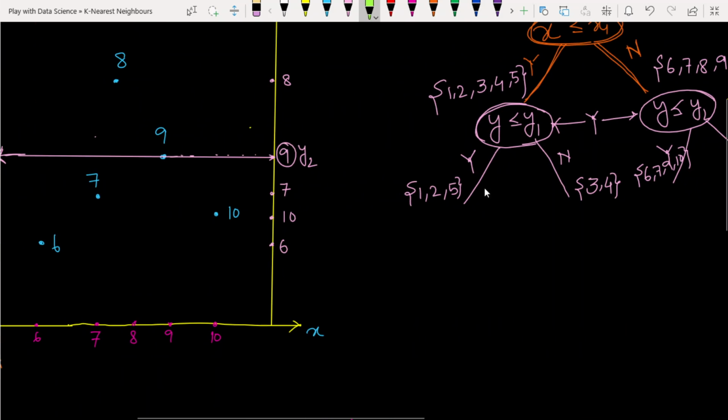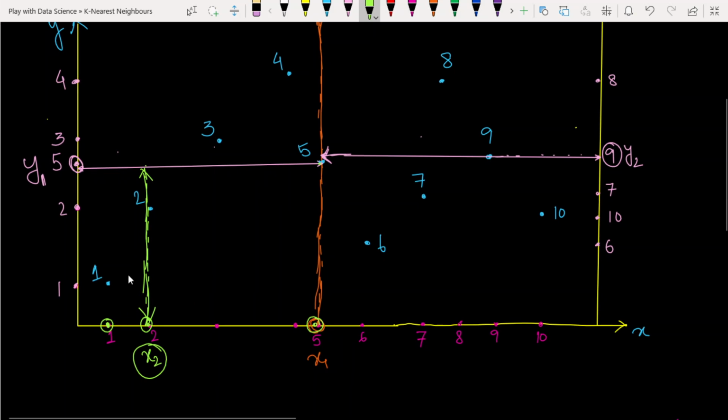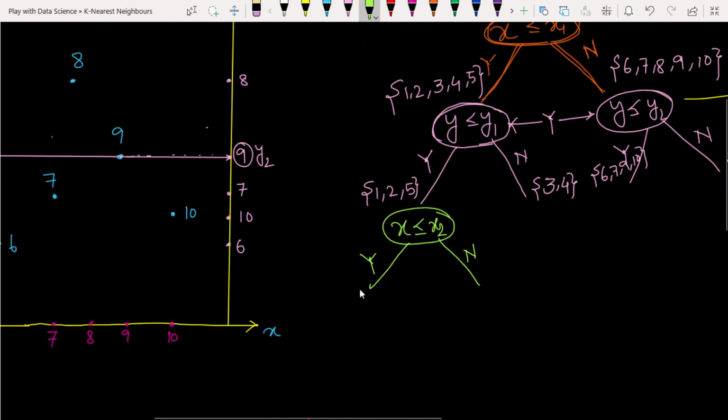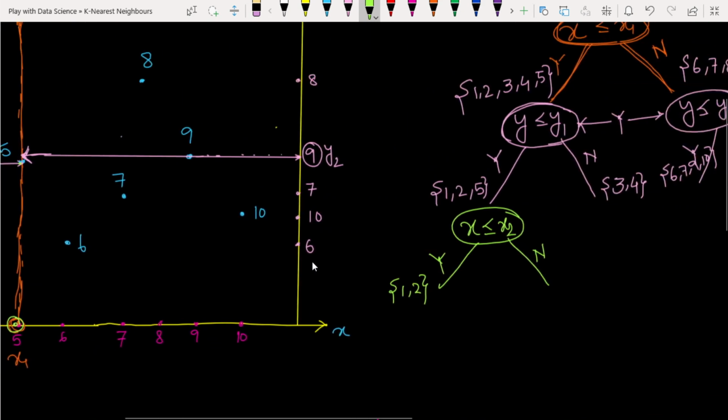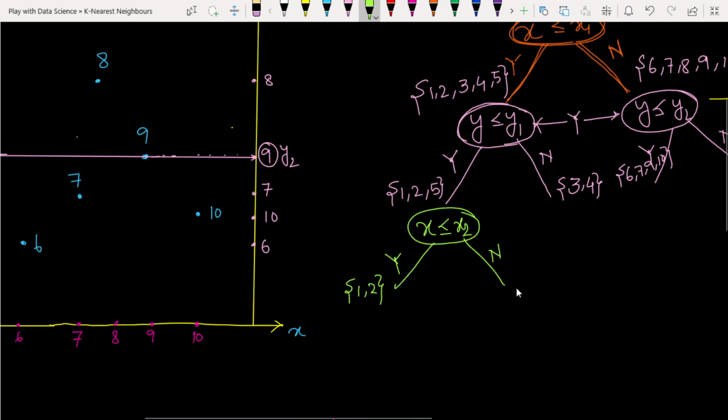Here in these regions, if x is less than or equal to x2: if yes, our points will be 1 and 2, and if no, our point will be only 5. Now I am reaching a single point.